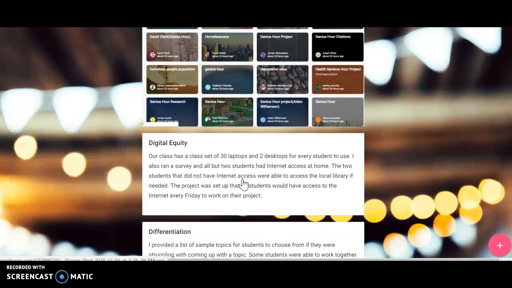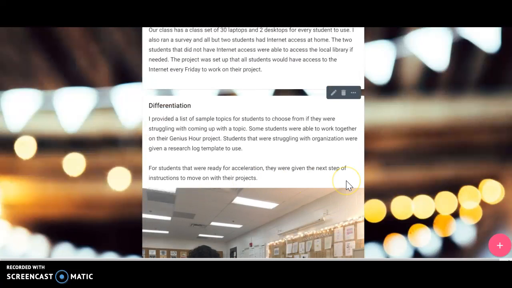Students were taught in both whole group and small group instruction, depending on the needs of the students. Students that were struggling were given a list of possible topics and shown examples of other Genius Hour projects to inspire them. There was also more one-on-one conferencing with the teacher. Students that struggled with organization were given organizers and templates to help them. There was also a timeline put in place to help guide all of the students. Students ready for acceleration were given the next step of instruction so that they could move on with their project.